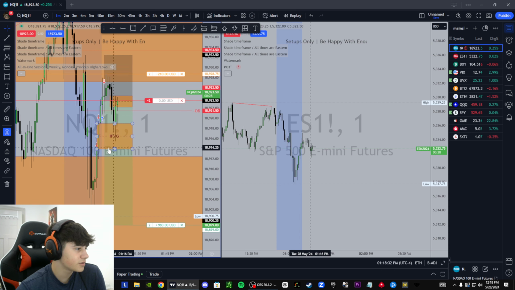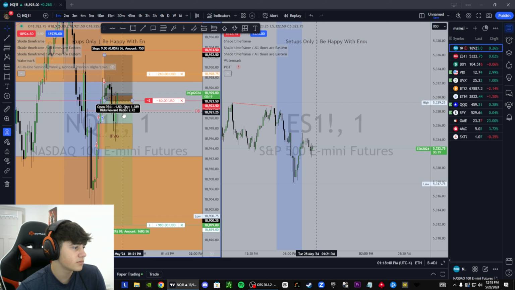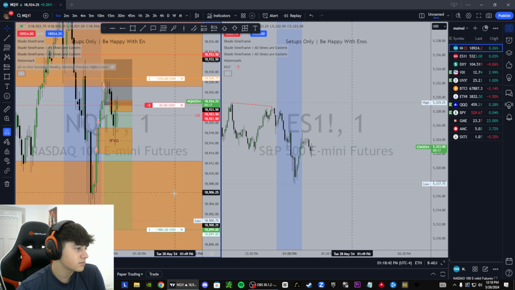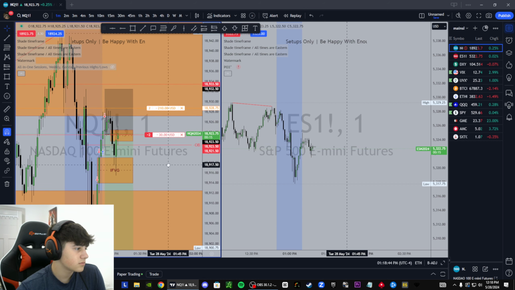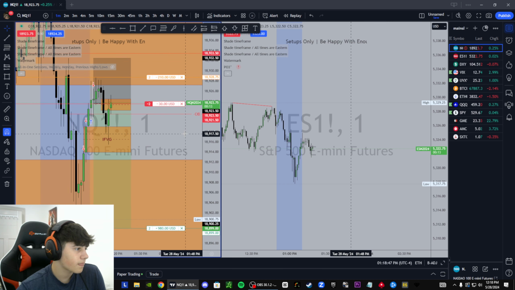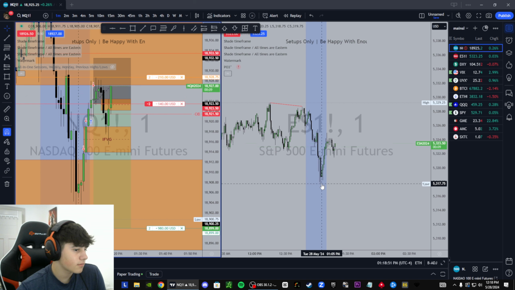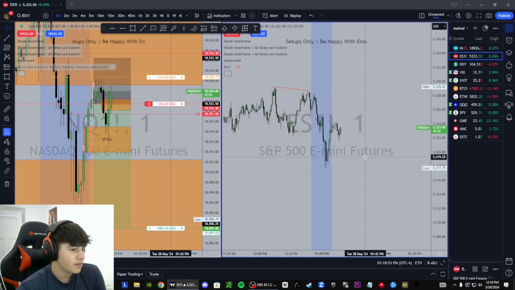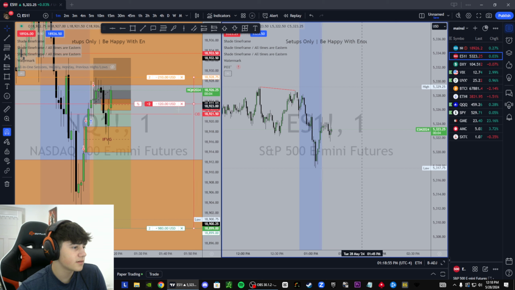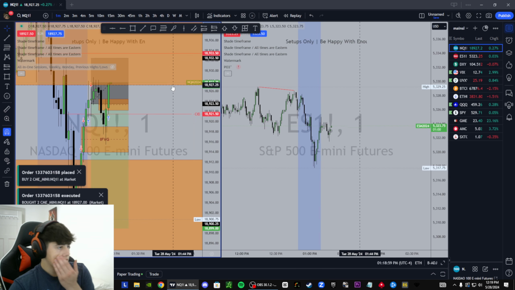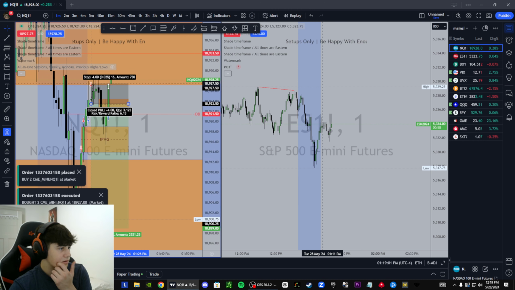Yeah, it's just perfectly respecting this fair value gap. I think we're probably gonna have to sell this one here. 20 seconds to wait. And there's a mini SMT with ES too. That's crazy. Alright, so I'm gonna sell that one there.